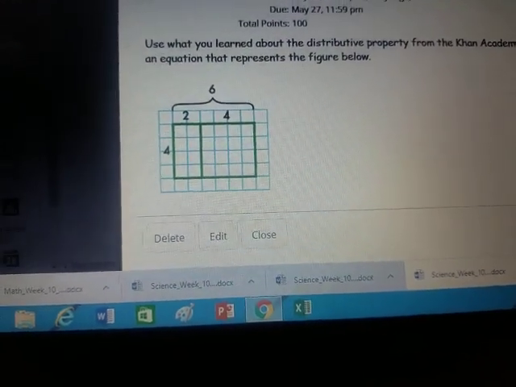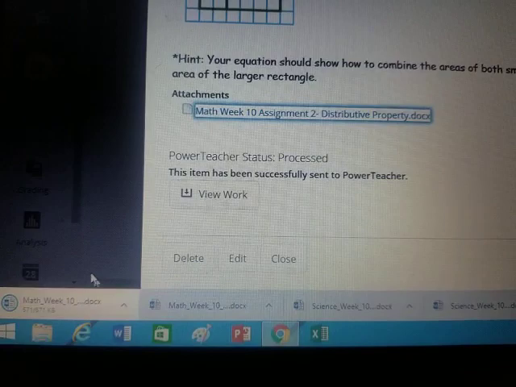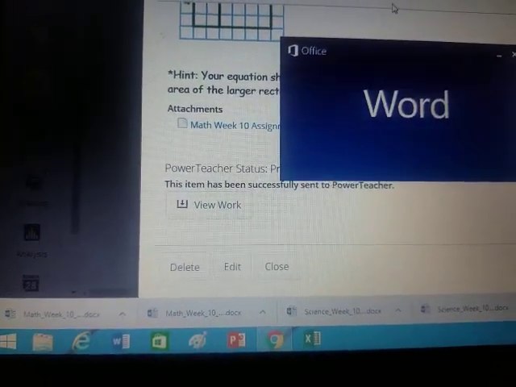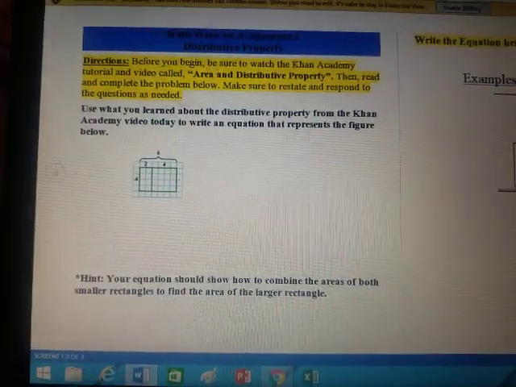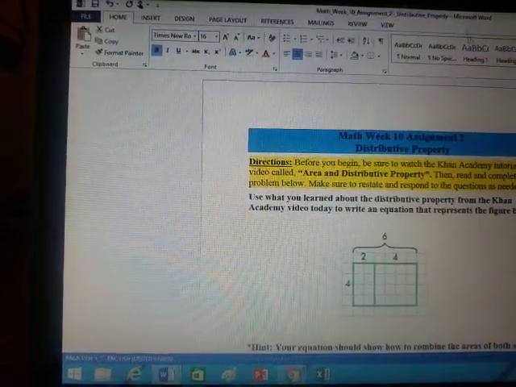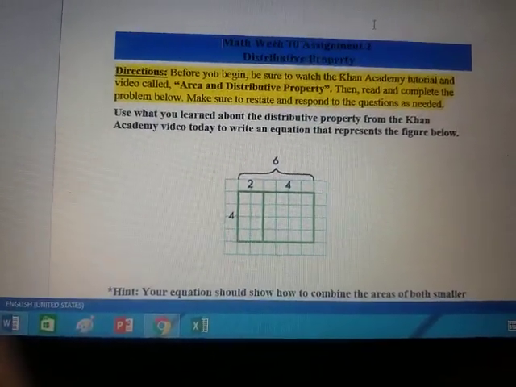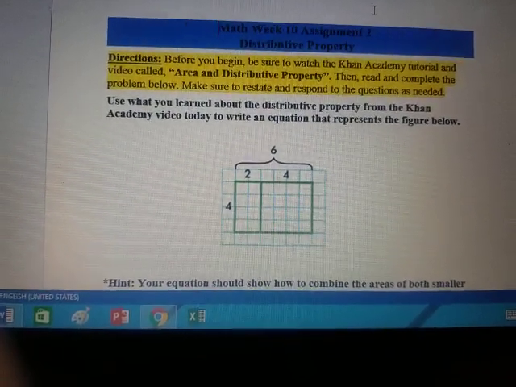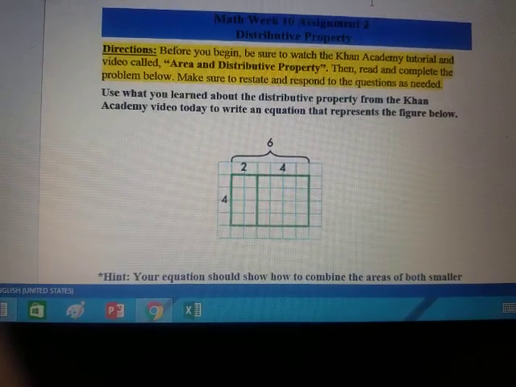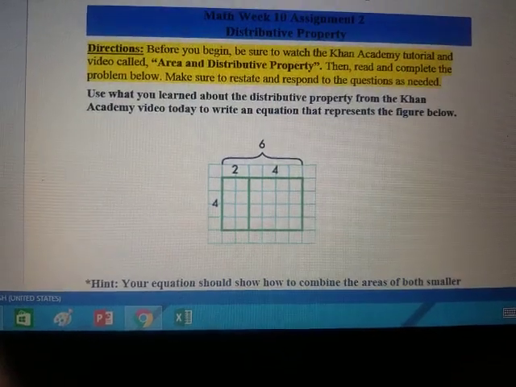All right. So as always, you have your assignment here in front of you, but you could click on the Word document. Make sure you click Enable Editing so that you're able to type in the document. So that yellow bar right there, click on that. You could type your name on the top for me. Before you begin, be sure to watch the Khan Academy tutorial and video called Area and Distributive Property. Then read and complete the problem below. Make sure you restate and respond to the questions as needed.